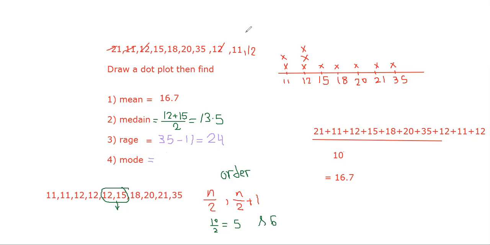And what is the mode? The mode is the most repeating number. It will be 12, because 12 has 3 times and only one. So 12 is the most often, or occurs more than the others, right? Yes. So this is the first part, to draw a dot plot.